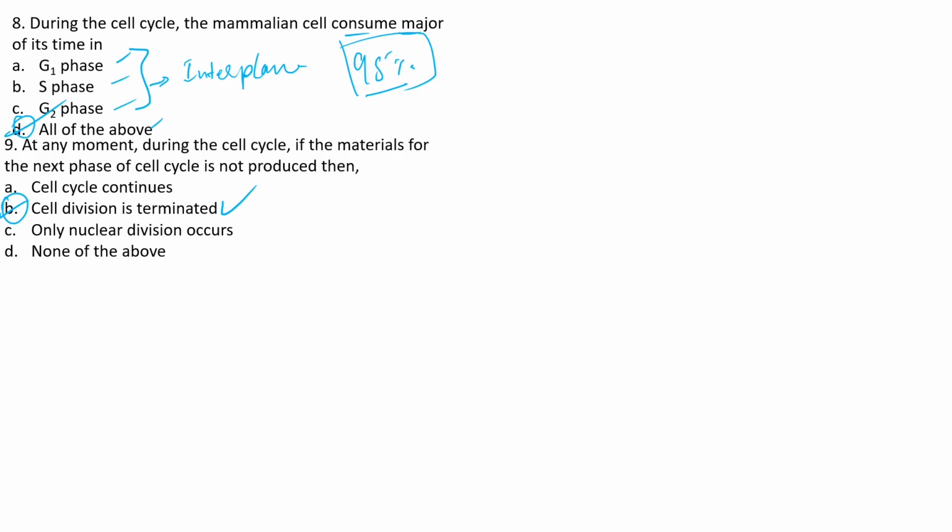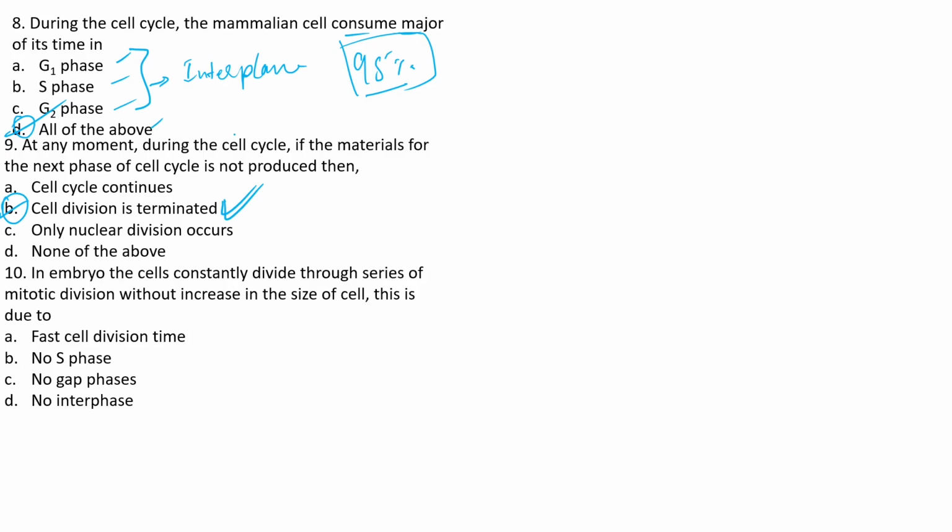Yes. So similarly, in the case of G2 phase, whatever nutrients or molecules are required for the M phase, if they are not produced, then what happens? The cell will not divide. Yes. So we can say that the whole process of cell division itself is terminated. Hence we can say B is our right answer.